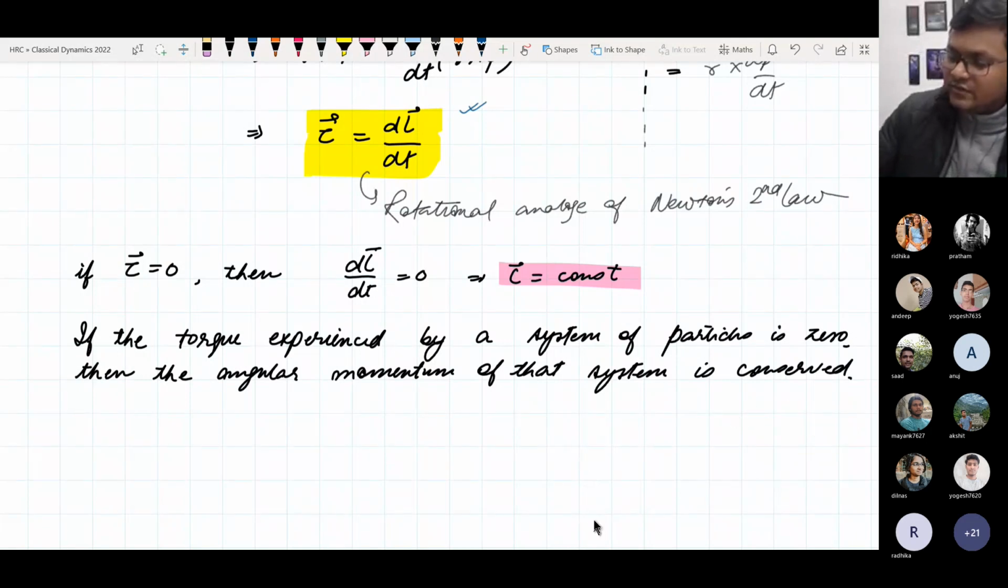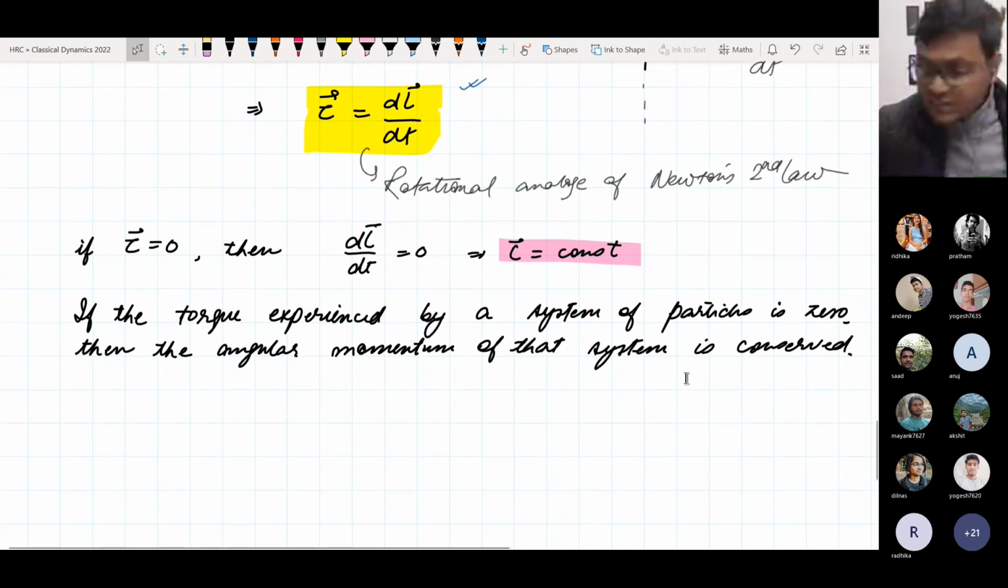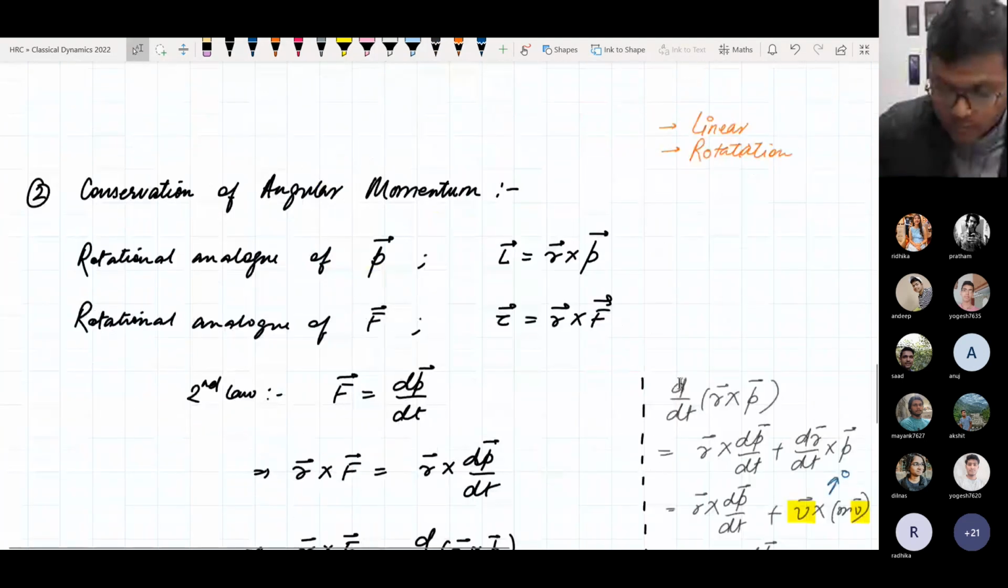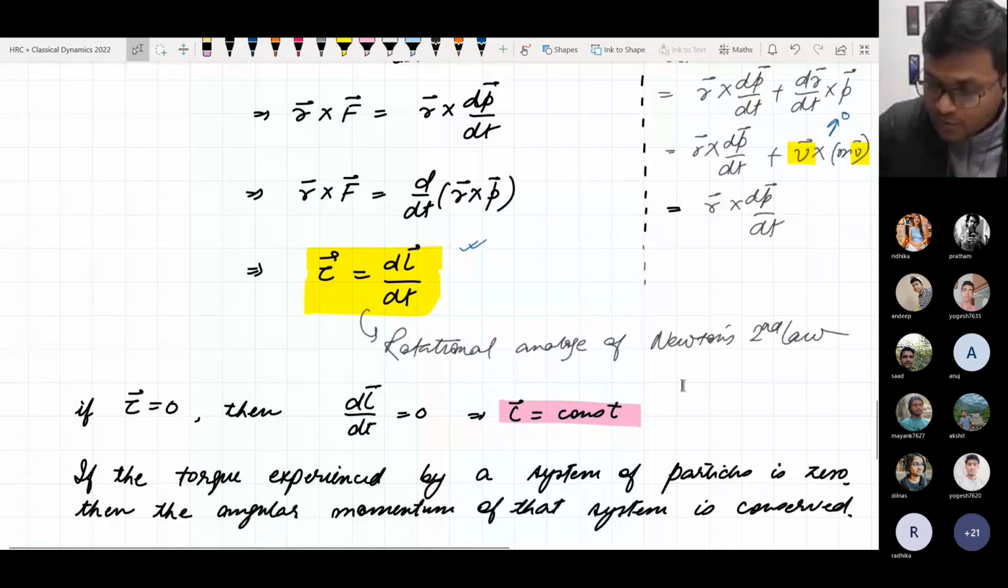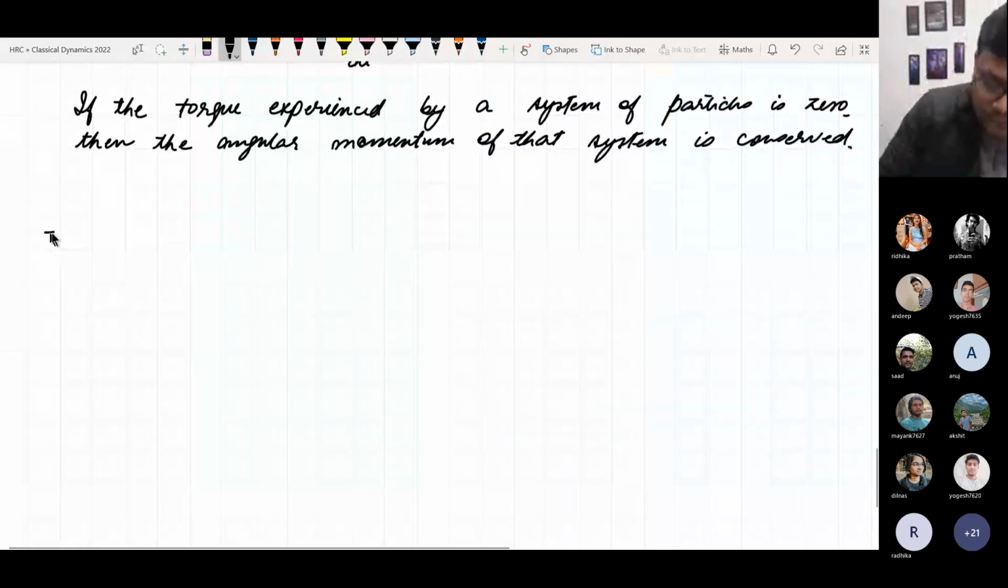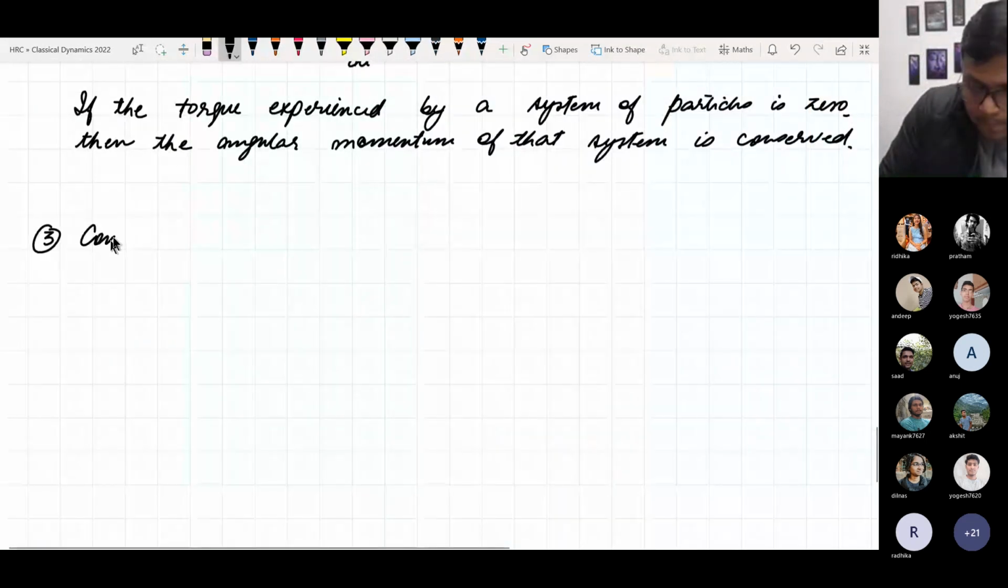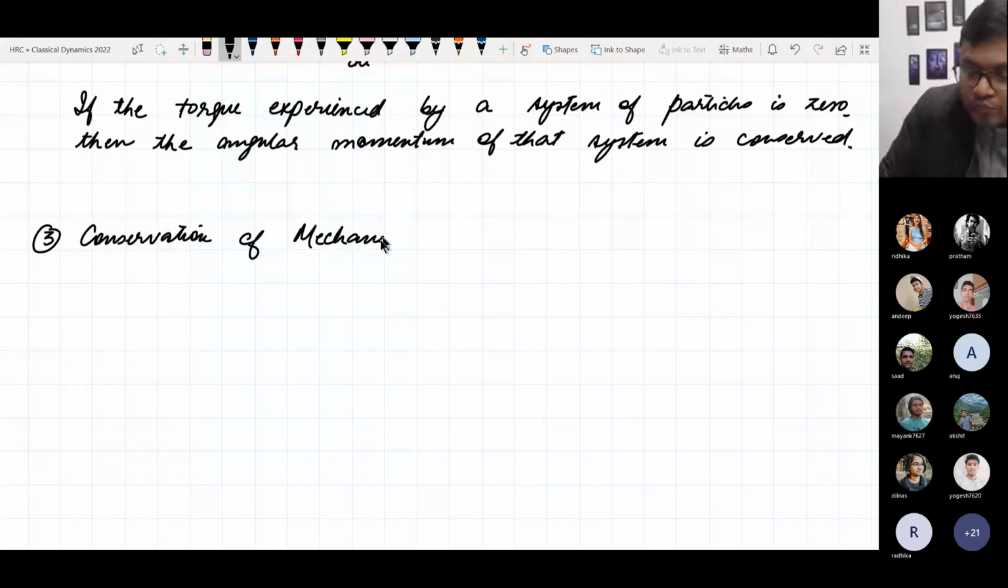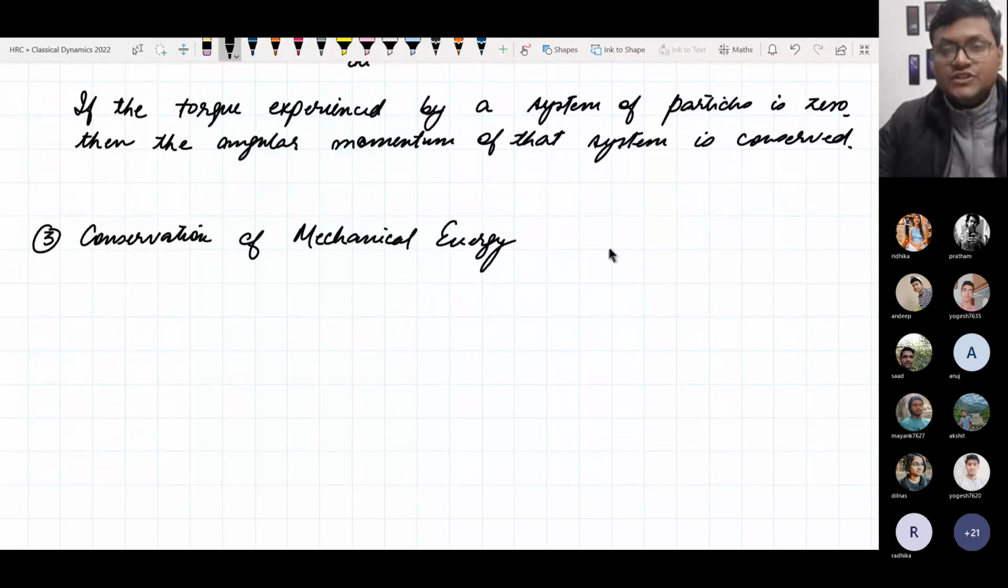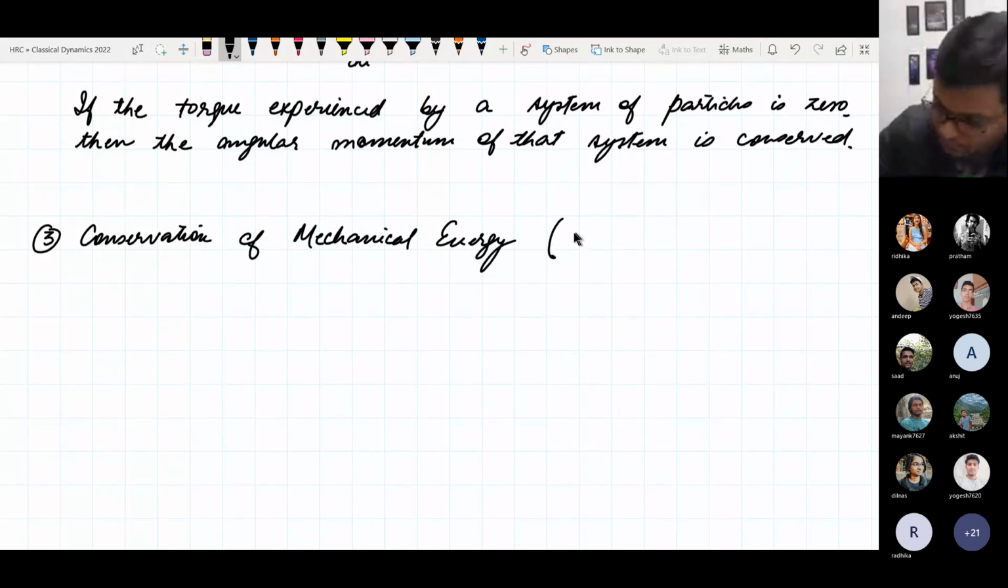All right. So these are clearly very important conservation theorems. Let's go to the next, which is the conservation of energy principle. You have conservation of linear momentum, conservation of angular momentum. Thirdly, conservation of mechanical energy, and not just conservation of mechanical energy, with it is associated an alternate approach to Newton's second law, which is the work energy theorem.